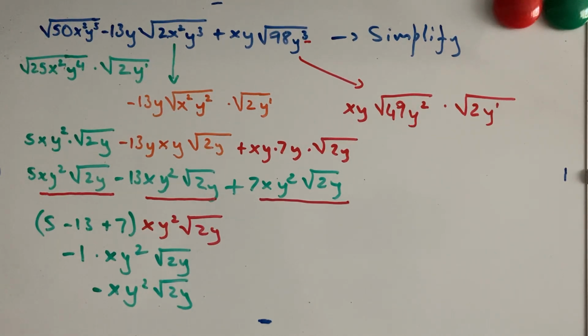So again, I took my time using different colors here just to make sure that you guys see exactly what I did step by step. Okay? So this is all. This is how you simplify radical expressions.